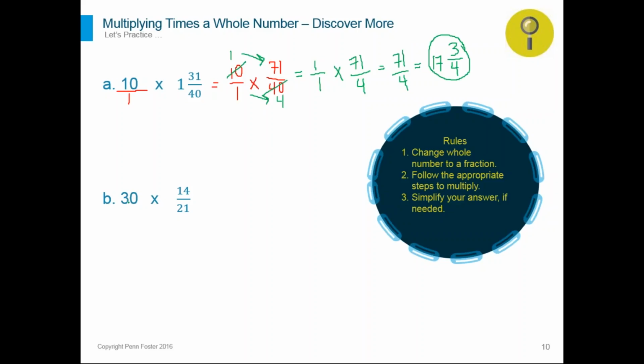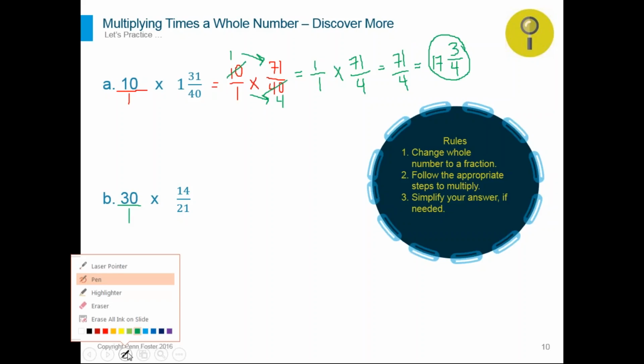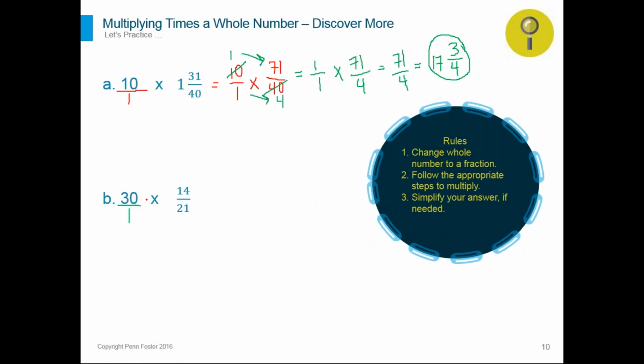Same thing with B. I have a whole number times a fraction. The fraction is no problem. The whole number I need to change to 30 over 1. And then I'm going to see if I can cancel out anything to make it easier on me. So I see 14 and 21. Aren't these two numbers multiples of 7? Yes, they have a 7 in common. So eliminate the 7. Divide over 7 and divide over the 7. Now you have 30 over 1 times 2 over 3.